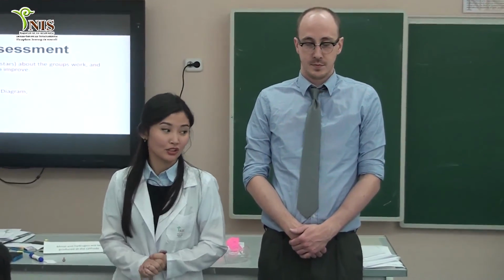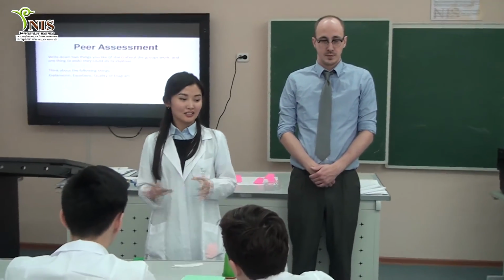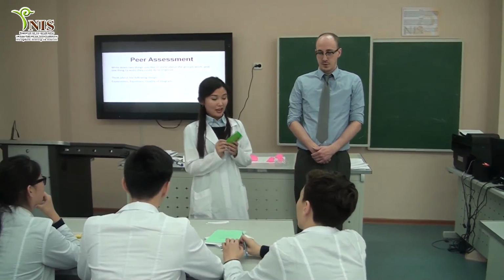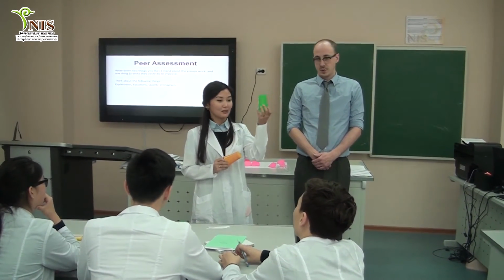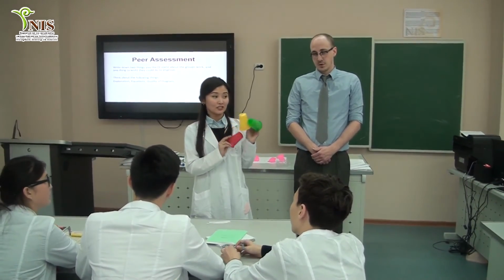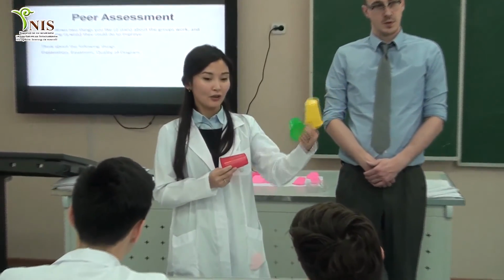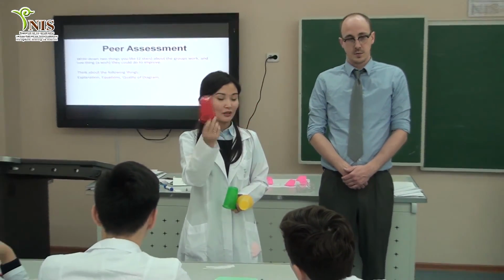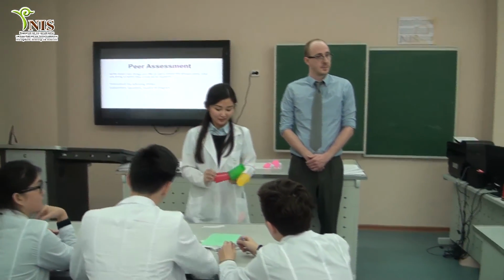Let's make a conclusion. Let's make a reflection as a traffic light. So if you understand everything, please put green. If you have some questions, please put yellow. And if it was hard and you didn't understand anything, please put red.